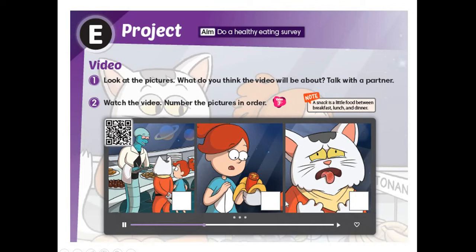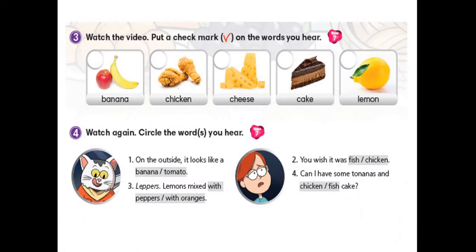So the first picture is this one. The girl was shocked about the weird fruit that was offered to her. And the next one, number 2, is this one. You can see a cat that is almost crying, and there's something wrong with its tongue. And the last picture is the first picture in which they are talking. Alright, now let's go and answer the next set of questions.